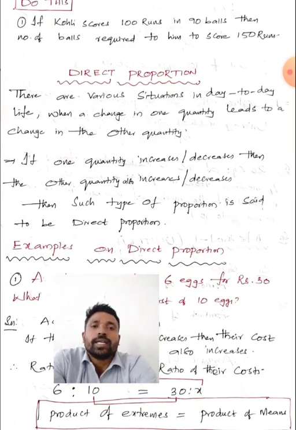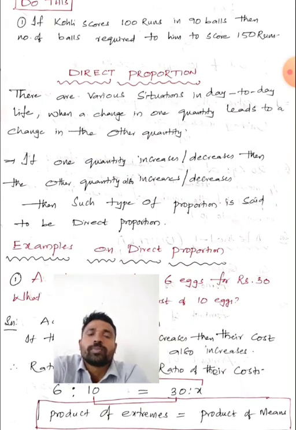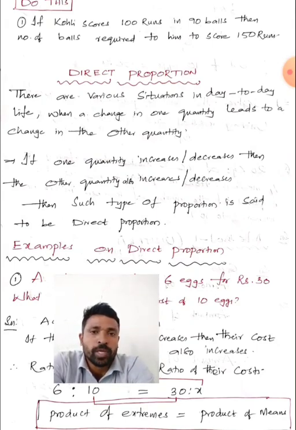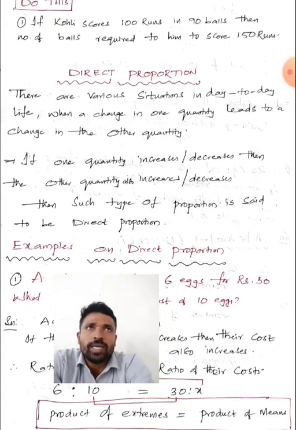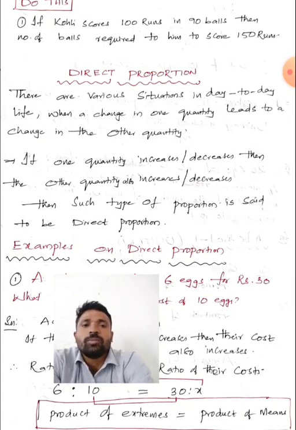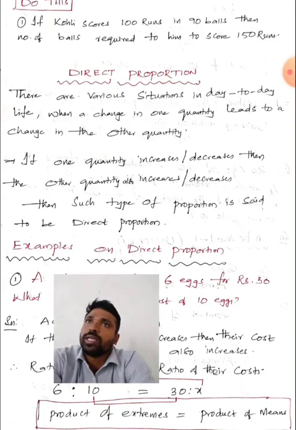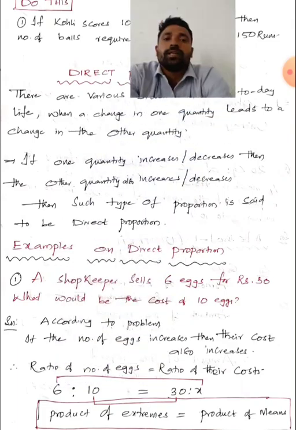Now direct proportion. It is the most important topic. Now what is direct proportion? Once I will read it. There are various situations in day-to-day life when a change in one quantity leads to a change in the other quantity. What it means? If one quantity increases or decreases, then automatically the other quantity also increases or decreases. Such type of proportion is said to be direct proportion. If one quantity increases or decreases and the same thing happens to the other quantity, then only we can say it is direct proportion.